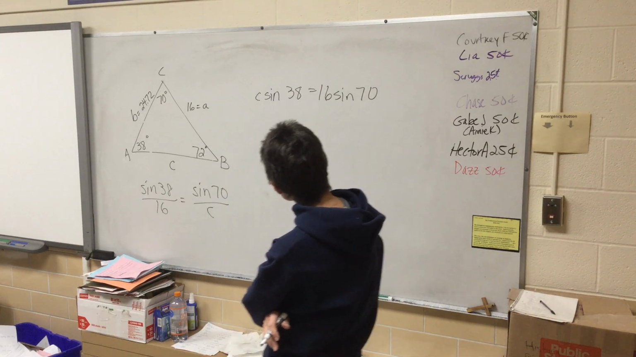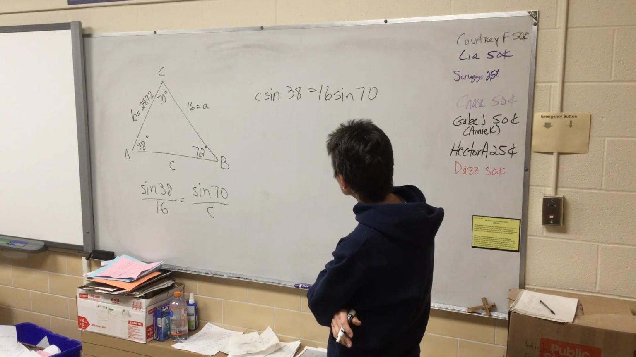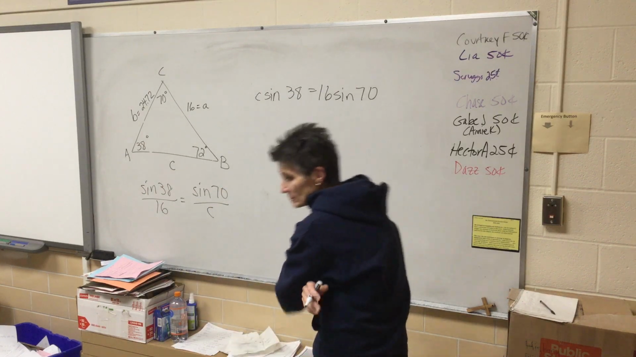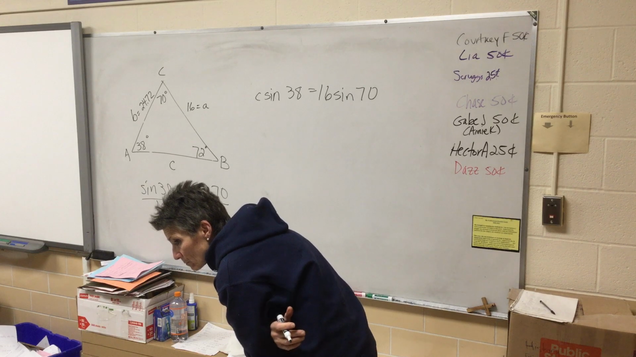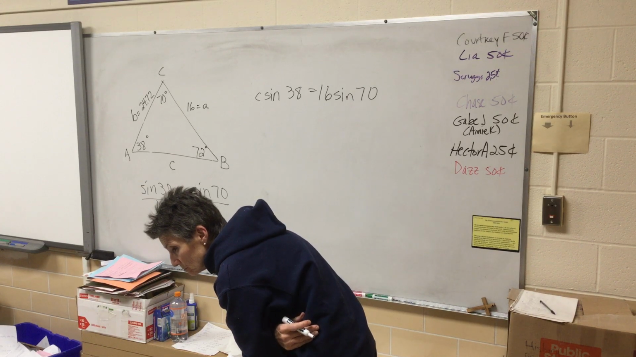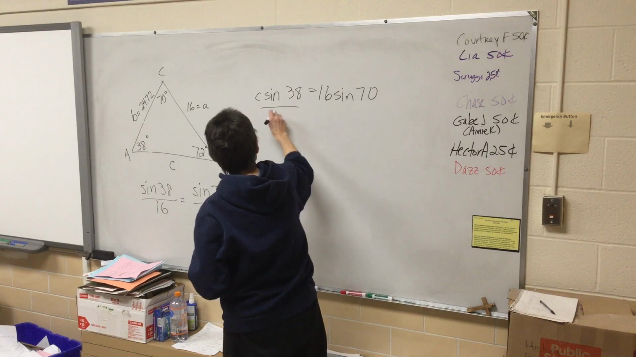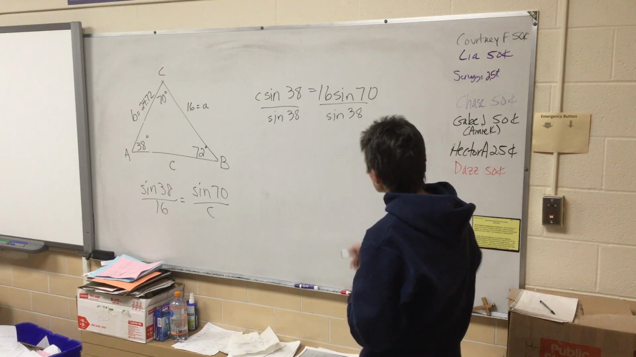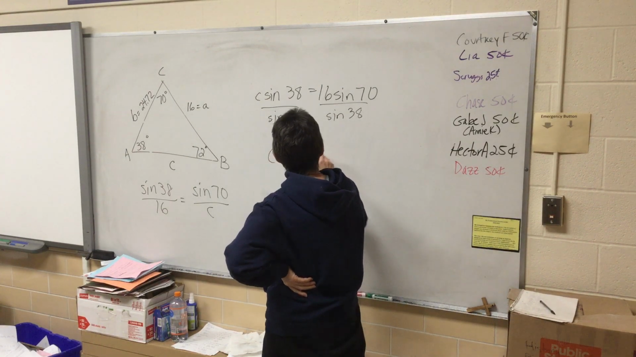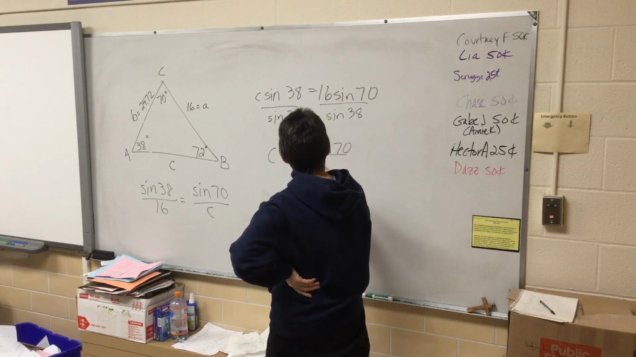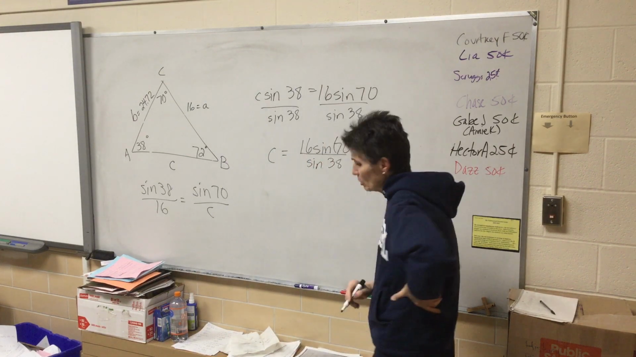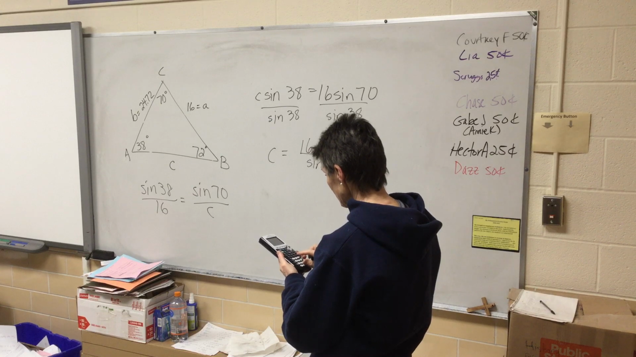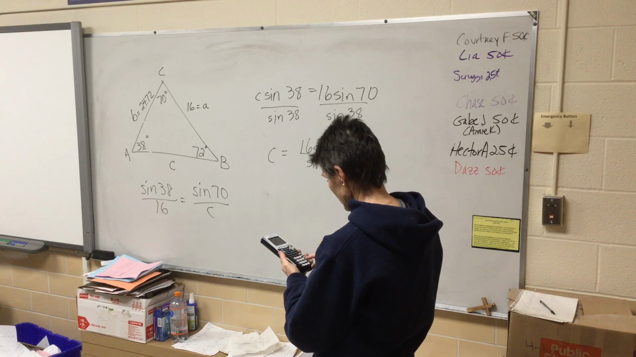And then remember, we are solving for C, right? So we'll do what to get C by itself? Divide by sine 38. So C will equal 16 sine 70 divided by sine 38. I'll be real careful to close the parentheses around that 70. So 16 sine 70 divided by sine 38.